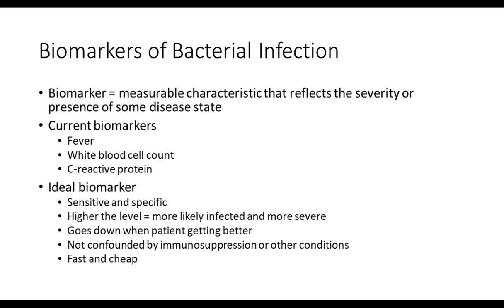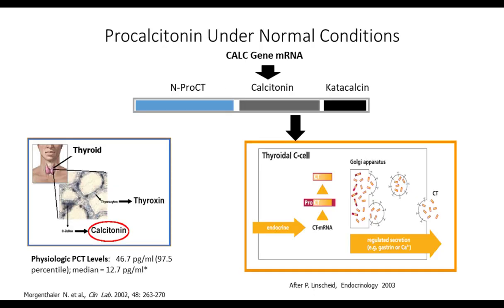What I will tell you is right now, procalcitonin is the best, and this is just my opinion, the best biomarker for bacterial infection that we have. Is it perfect? No, but it's the best we got. Procalcitonin under normal physiologic conditions: procalcitonin is a product of the calc gene. The calc gene is actually usually used to produce calcitonin.